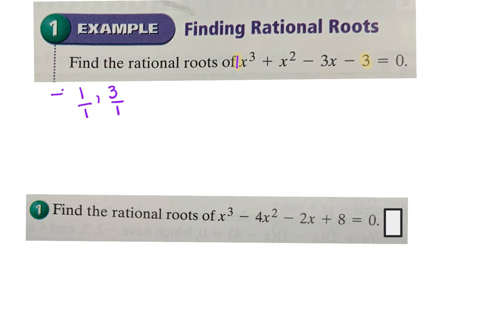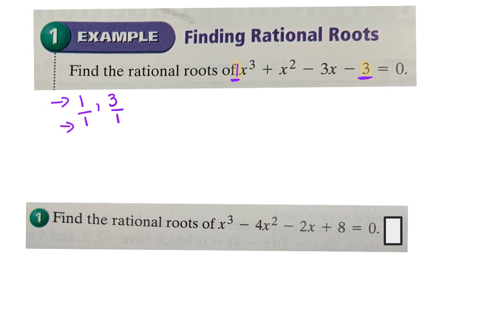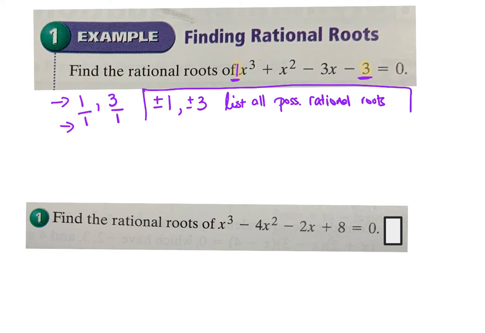So this numerator will come from the factors of this last guy. The denominator will come from the factors of the first guy, okay? And I have to consider the positive and the negative because I could have -1 times -3 or 1 times 3, right? So I could have positive and negative that can make that up. So my options are positive and negative 1 or positive and negative 3. If it says list all possible rational roots, that's what it wants. It wants everything that it could possibly be. So that answers that question.